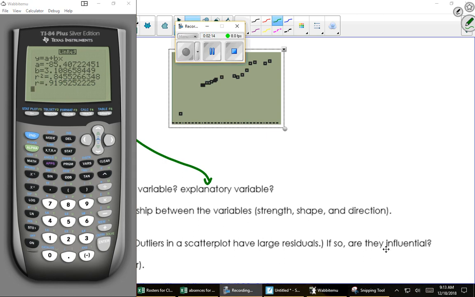Looking back on this question too, are they influential? Influential points are way out on the end of the line. They're on the extremes of the x-axis. So this point is influential, which means that its inclusion or omission is really going to affect the slope of this line right here. So it's a bit of an outlier, but it's definitely an influential point being way out there.